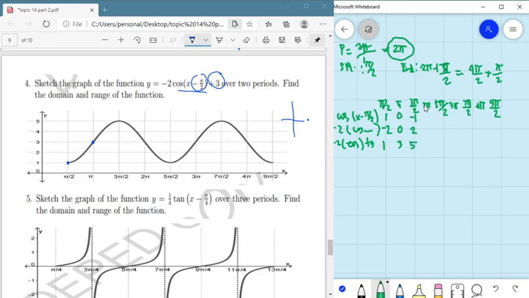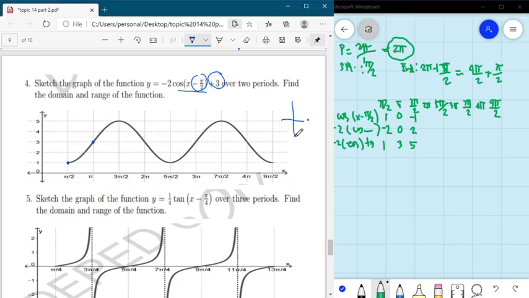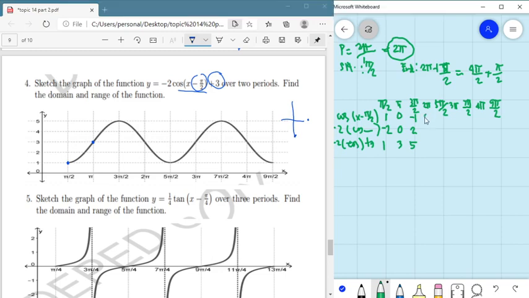Okay, the next is 2 pi minus pi over 2. So, 2 pi is 4 pi over 2. 4 minus pi over 2 is 3 pi over 2. So, cosine of 3 pi over 2 is 0. Then 0, then 3.